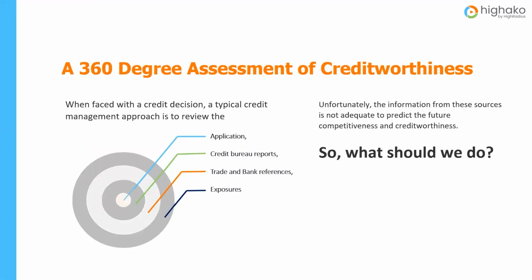What do I mean by a 360-degree assessment of creditworthiness? Well, it's very typical, when you're doing a credit assessment, that you get a credit application, you look at what's on there, and you have confirmation via the signature that they're going to adhere to your terms and conditions. You look at credit bureau reports, you look at how they pay other creditors, what risks they have, is there a fraud risk, how they pay on an industry basis.